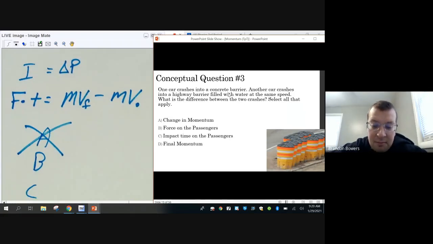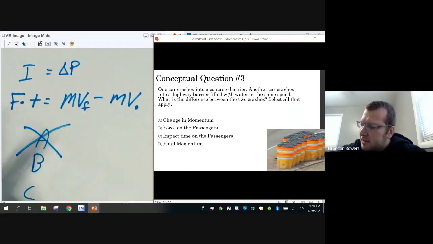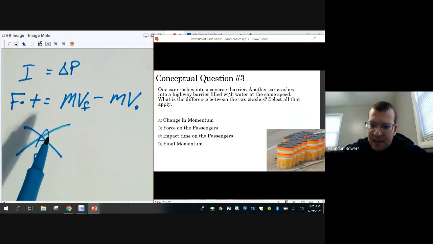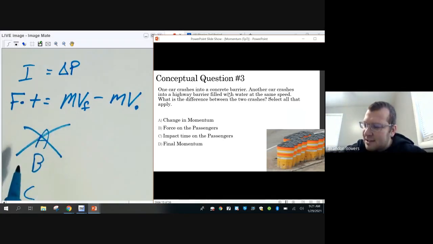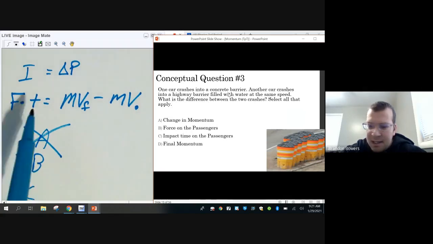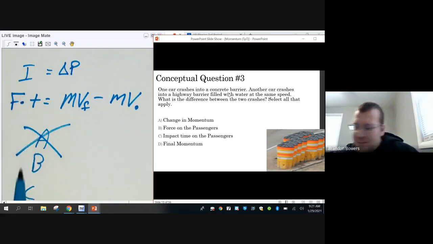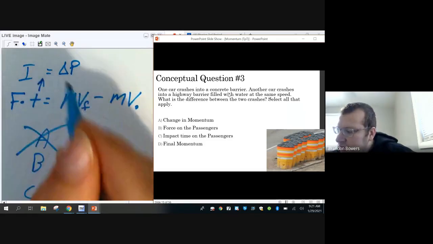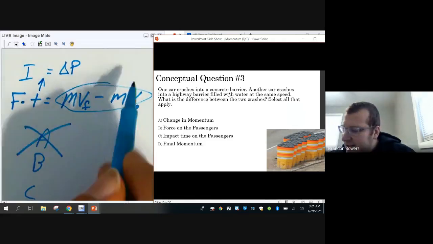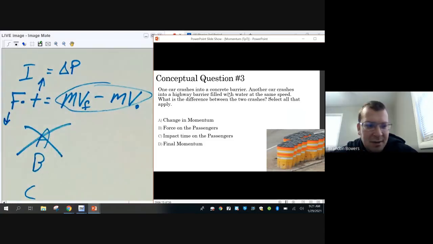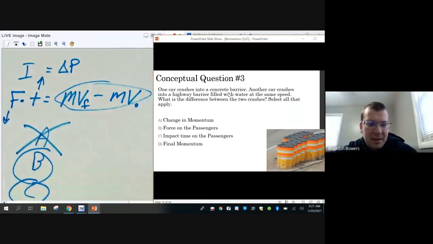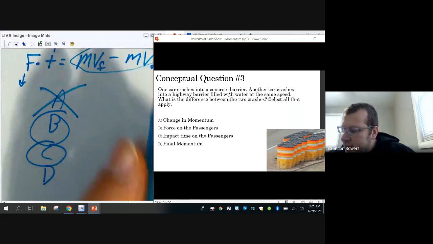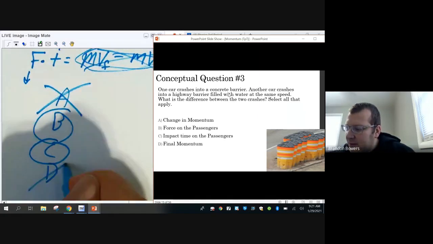B, force times time. Well, if you think about it, the amount of time will increase because it's compressing. So the amount of time is going to increase, which, if all of this is constant, means my force is going to decrease. So what happens is my force and time are my answers. And my momentum, once again, is constant. We're not really worried about that.